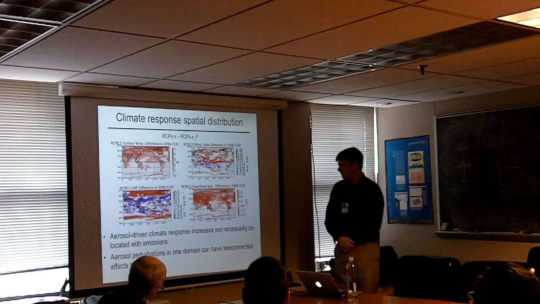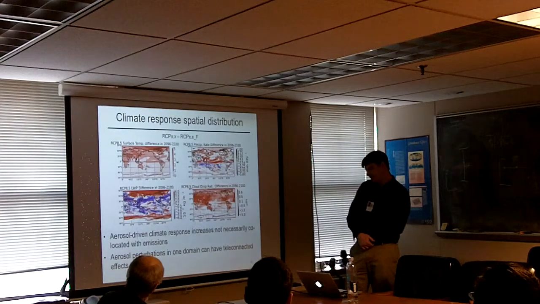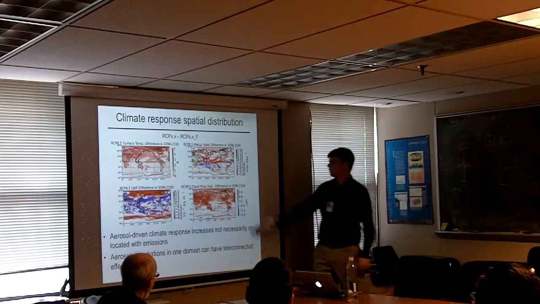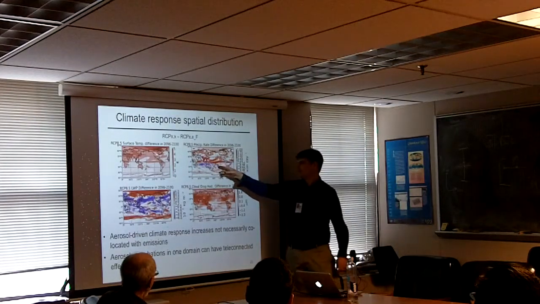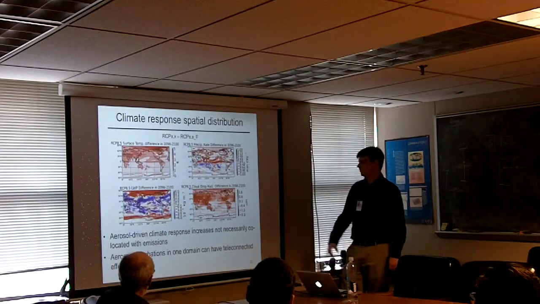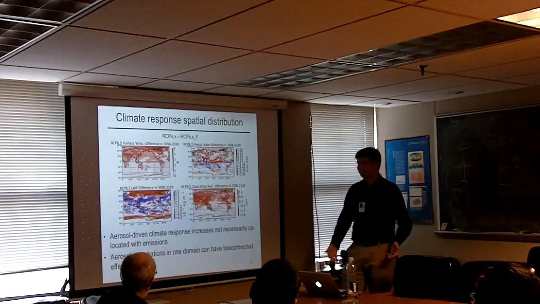Precipitation, on the other hand, is much more noisy, and not many of the aerosol-driven changes are statistically significant, at least the biggest changes aren't. One thing that might be going on here is that the emission changes aren't happening here and here, but the big climate impacts are. This is just saying that they're not necessarily co-located, and changes in one domain can have teleconnections to another.